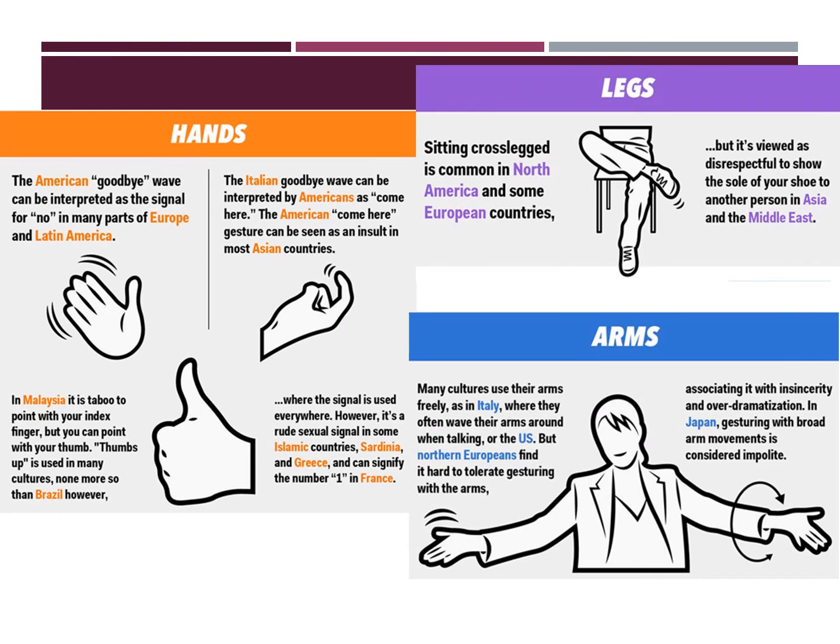Now, as I said earlier, different non-verbal gestures mean different things for different cultures. So if we look at a few here, we can see that in America, the goodbye wave can be interpreted as a signal for no in many parts of Europe and Latin America. The Italian goodbye wave can be interpreted by Americans as come here, and the American come here gesture can be seen as an insult in most Asian countries. In Malaysia, it's taboo to point with your index finger, but you can point with your thumb.